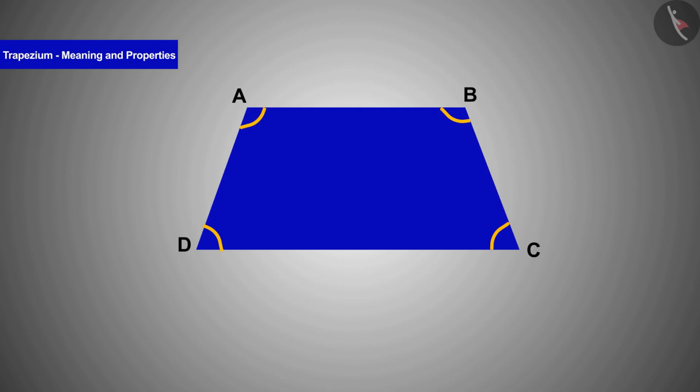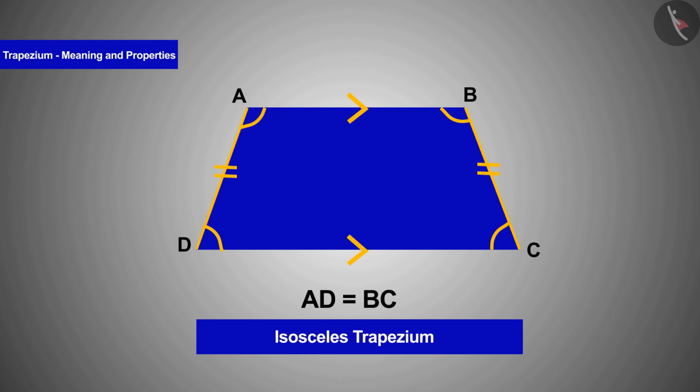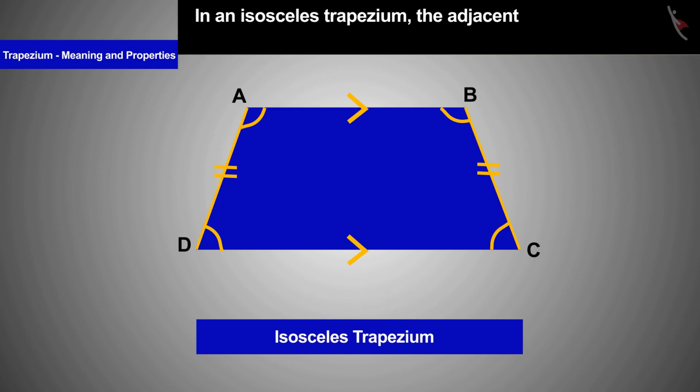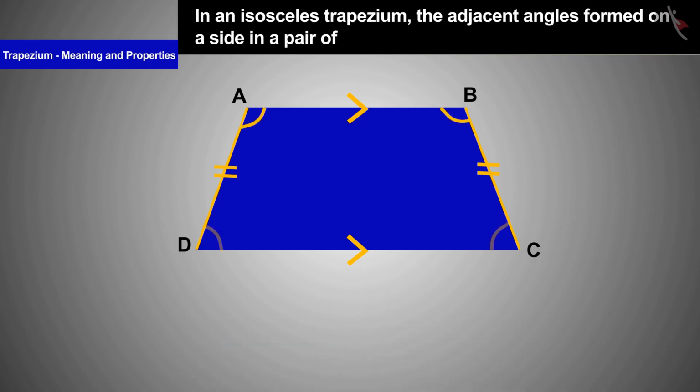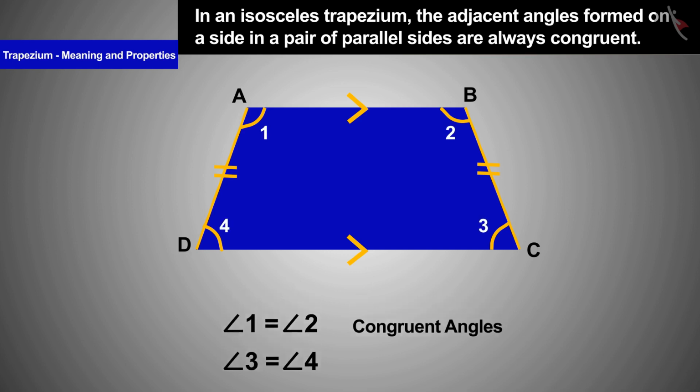Let us now know about a special kind of trapezium. If the non-parallel sides of a trapezium are of equal length, then such trapezium is called isosceles trapezium. A major feature of isosceles trapezium is that the adjacent angles formed on a side in pairs of parallel sides are always congruent. Therefore, in this trapezium, we can say that angle 1 will be equal to angle 2 and angle 3 will be equal to angle 4.